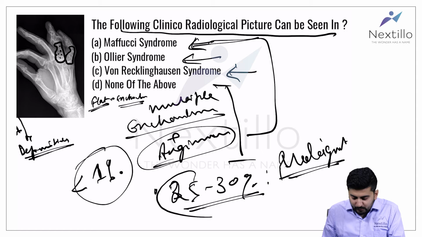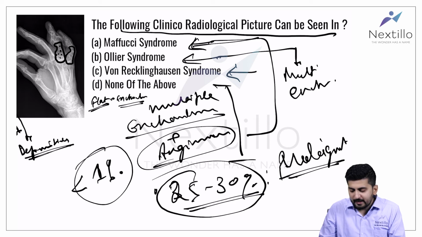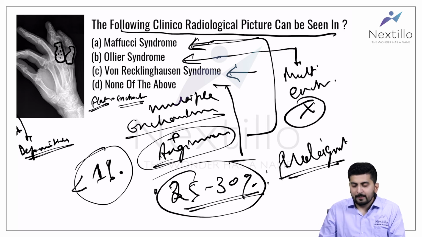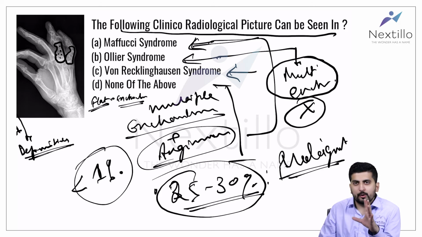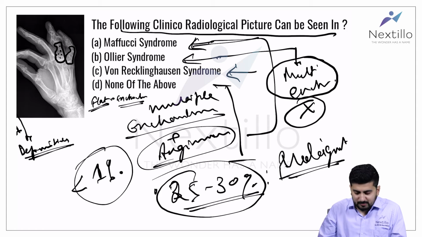is 25 to 30%. Also, in Ollier's syndrome, there are multiple enchondromas, but there are no angiomas. So Ollier's syndrome is basically multiple enchondromatosis, while Mafuji is a combination of angiomas and multiple enchondromas.